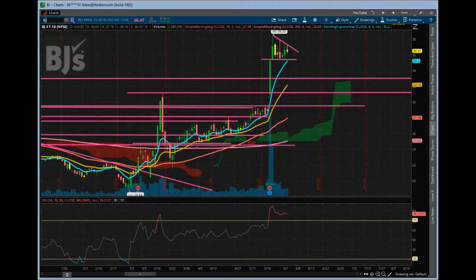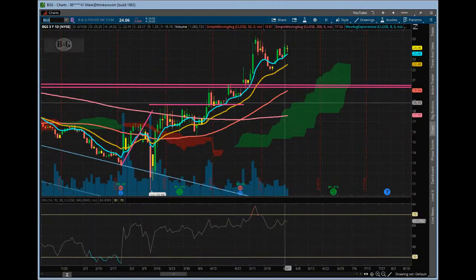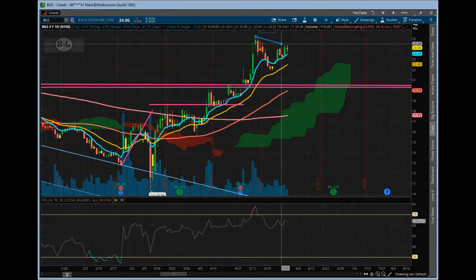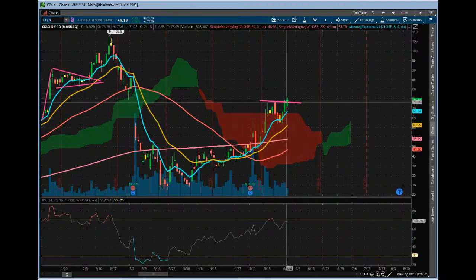Nice inside day today. BGS, inside day. So let's see if we can get above these geo lines. A nice inside day breakout could get it going again with some volume. And then CDLX. Yeah, nice positive. This is exactly what we wanted right here. I'd like to see a little push above that with some volume coming into tomorrow. That would be great.